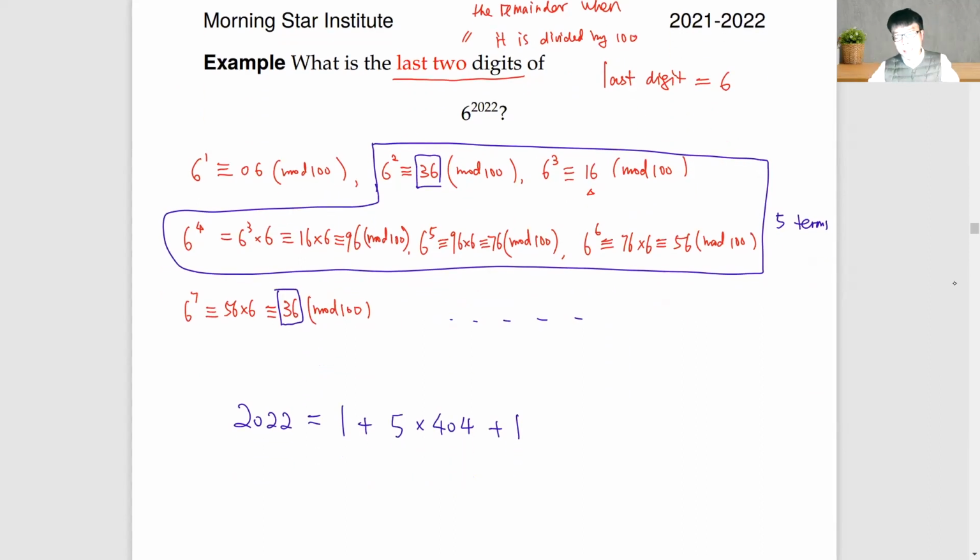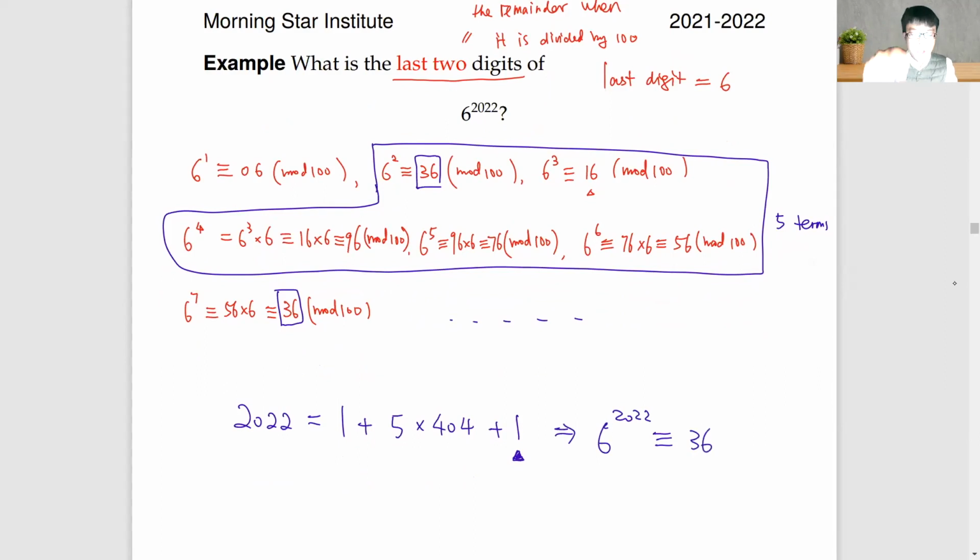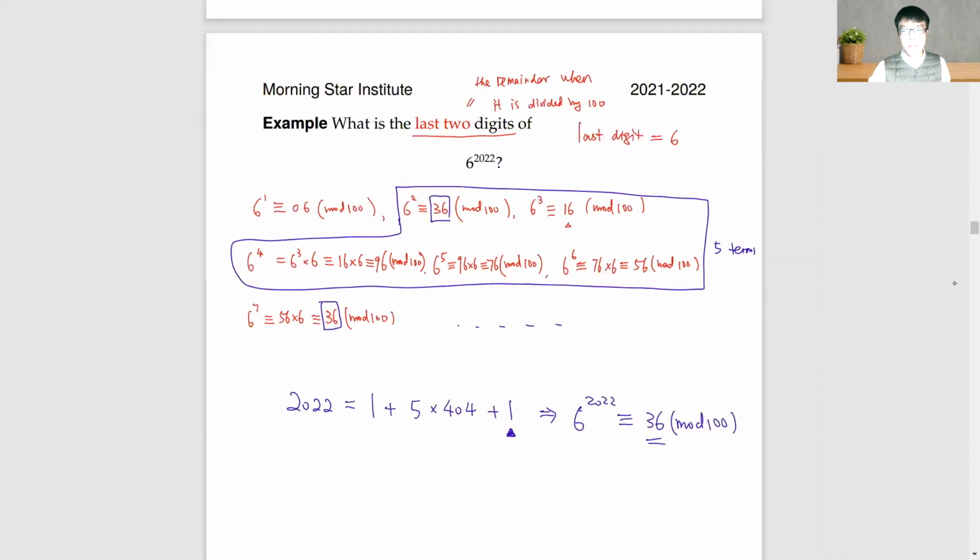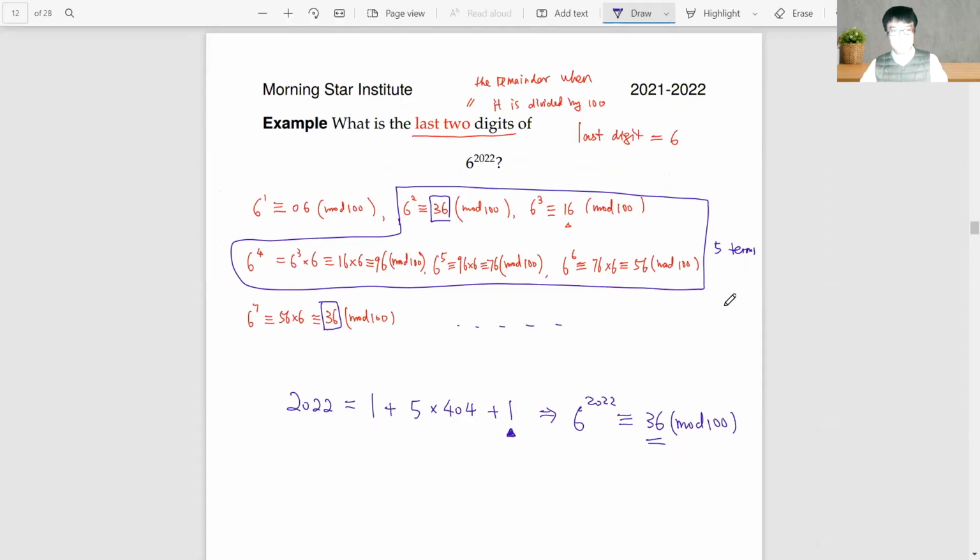So that means this pattern repeats 404 times, and we have additional 1. In the 405th cycle, we take the first one. So that implies 6 to the 2022 has the last 2 digits corresponding to the first term in the repeating pattern, 36 mod 100. So the answer here is 36. Okay, you can go find some pattern and see the answer.